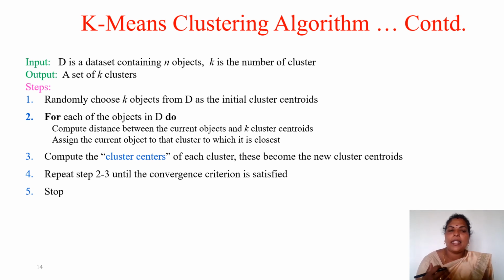Then we have to repeat steps 2 and 3 until the convergence criterion is satisfied. What is the convergence criterion? Mostly we set a threshold. Otherwise, if the centroids are not changing in further steps, then we stop.